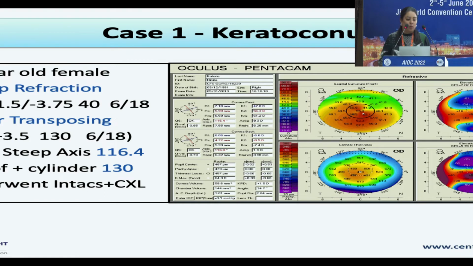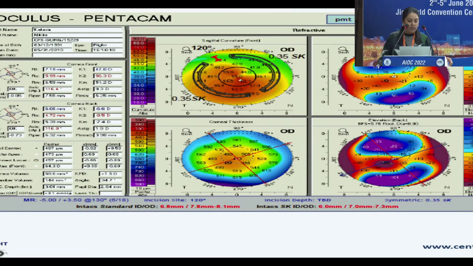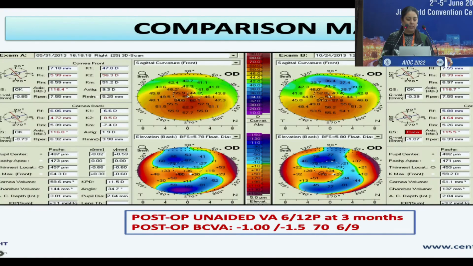So transpose the refraction. You see here sphere is more, cylinder is less. This is a more central cone. We go in for symmetric segments here, and post-operatively this is what the patient looks like. There is a decrease in the amount of refractive error and an improvement in the BCVA.